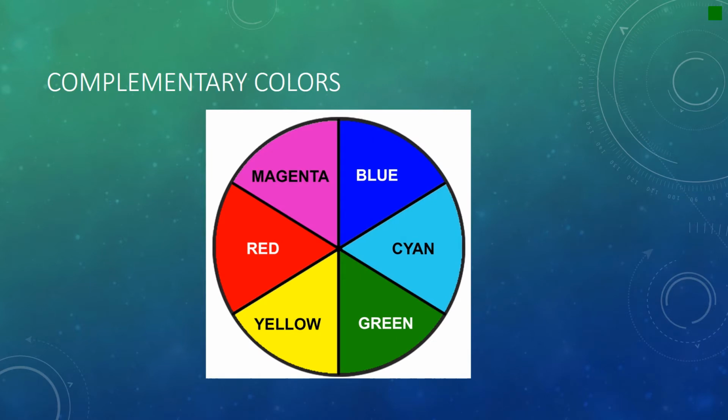Okay, so once again, let's look at the complementary colors. Green with magenta would make white. Those are complementary. If they're on the opposite sides of the color wheel, they are complementary.